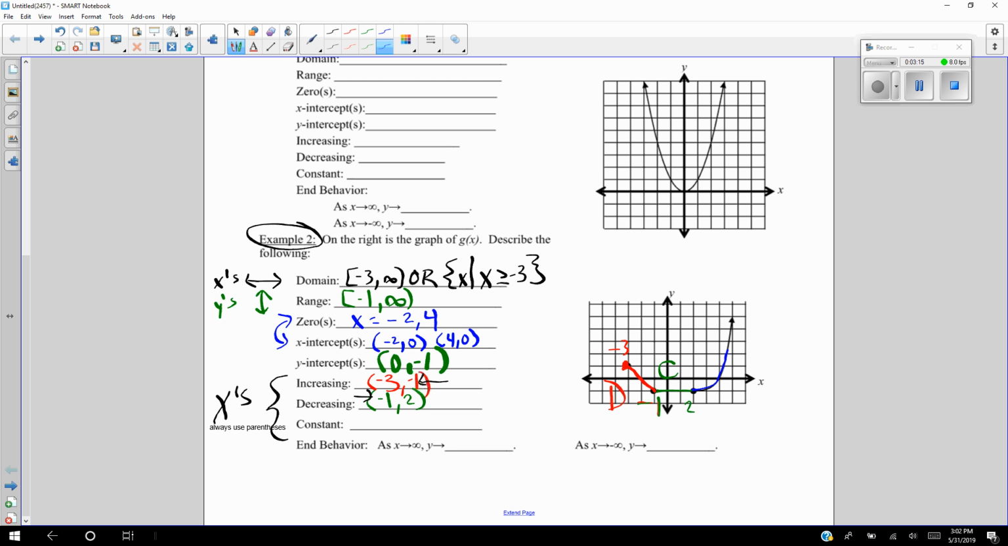And this last section is obviously going up from left to right. So that's our increasing section. Starts to increase at 2. And does it ever stop increasing? It's got an arrow there, so that means it is going up forever. So it's increasing from 2 to infinity.